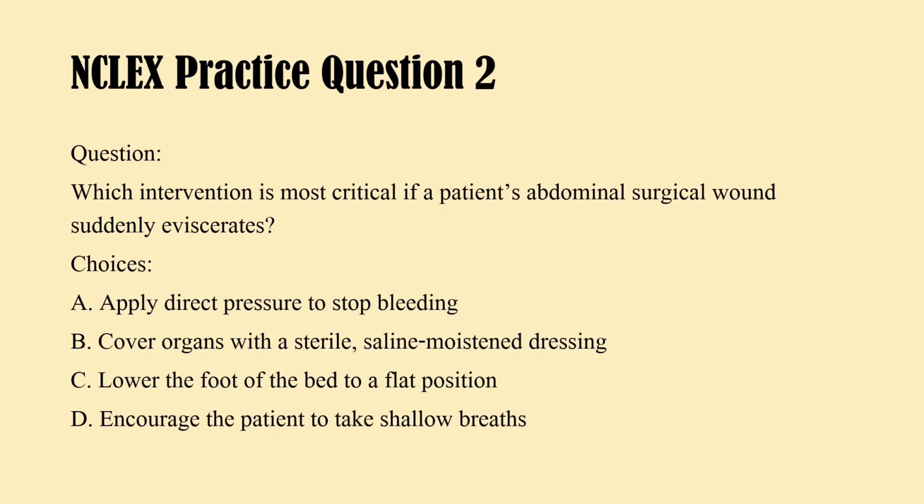NCLEX practice. Question 2. Which intervention is most critical if a patient's abdominal surgical wound suddenly eviscerates? A. Apply direct pressure to stop bleeding. B. Cover organs with a sterile, saline-moistened dressing. C. Lower the foot of the bed to a flat position. D. Encourage the patient to take shallow breaths.